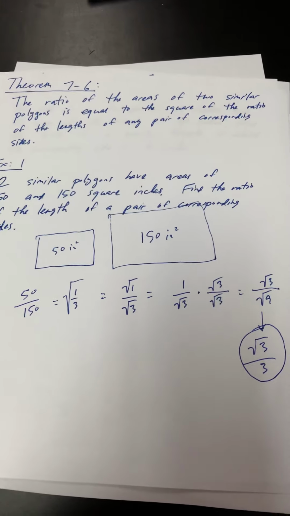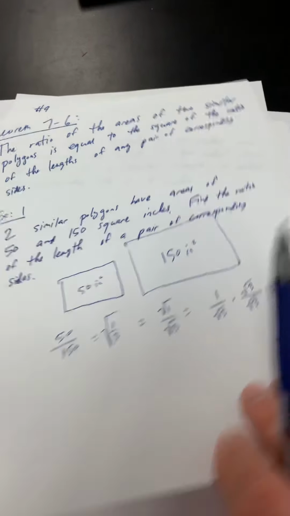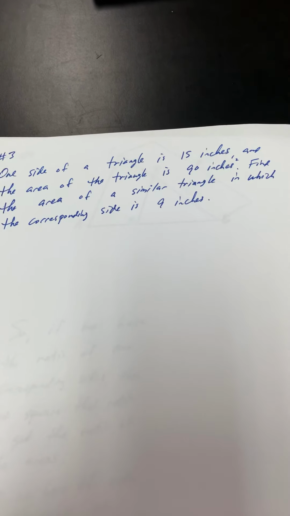All right. So again, make sure you read through this theorem very thoroughly. All right. Let's look at one or two more examples here. One side of a triangle is 15 inches, and the area of the triangle is 90 inches squared. Find the area of a similar triangle in which the corresponding side is 9 inches.